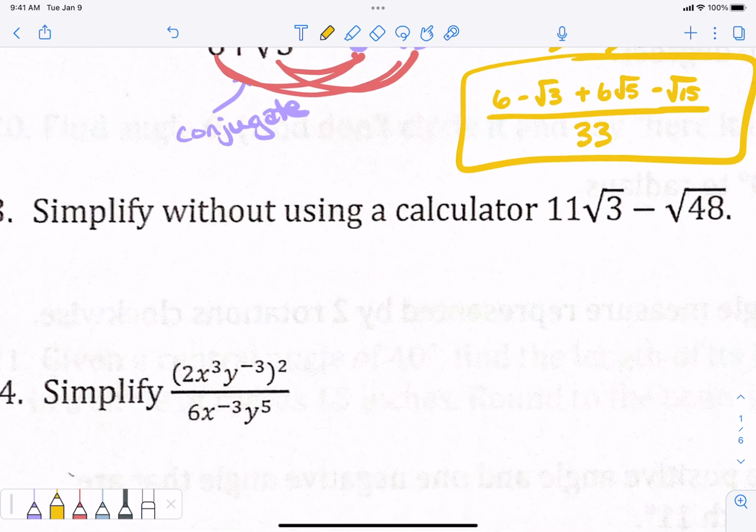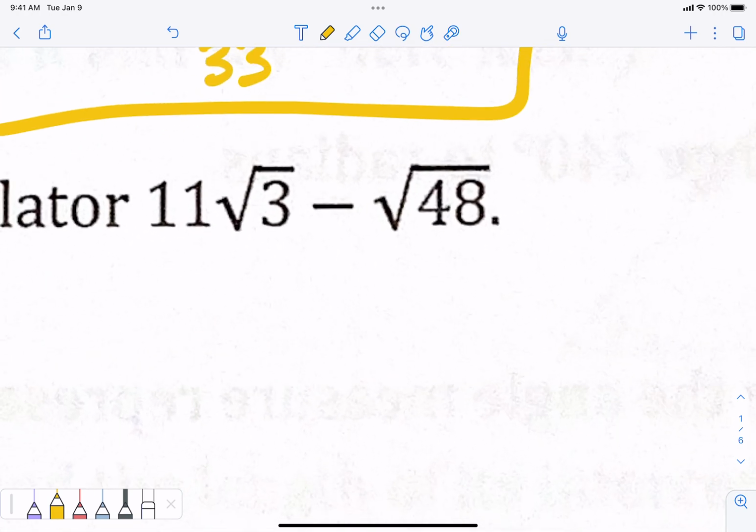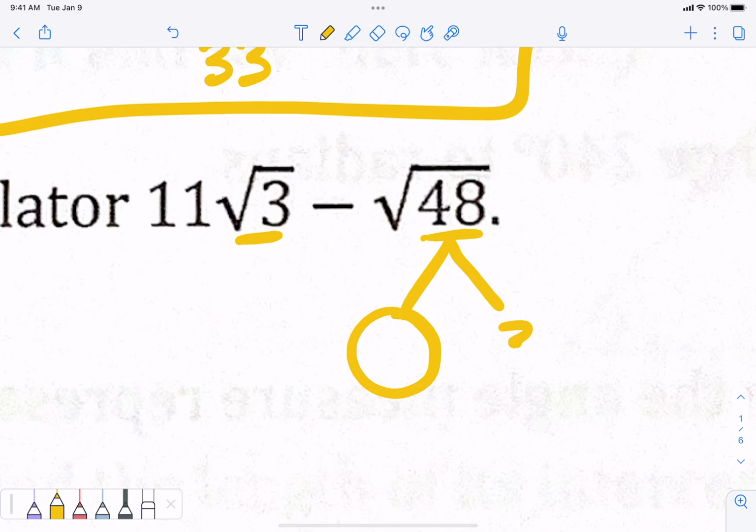That means do not give me any decimals, because how easy would it be to put this in the calculator? We don't want any decimals. You can only add and subtract if they are the same base. I have the square root of 3 and the square root of 48, so we cannot put them together. But if we break 48 down, I'm guessing there's a 3 left under the root, right? What's 48 divided by 3? 16.